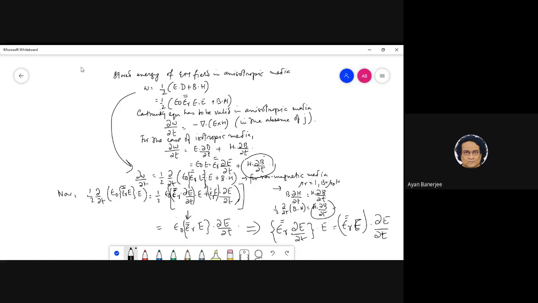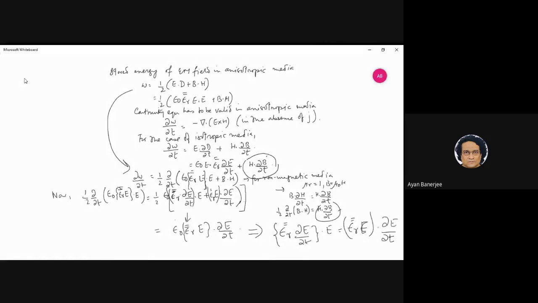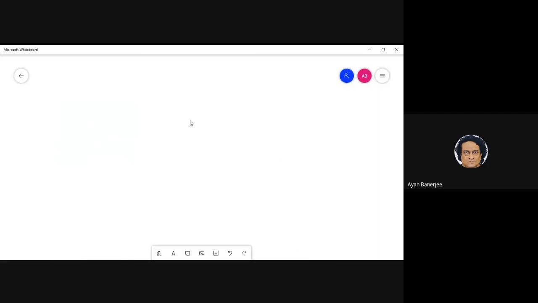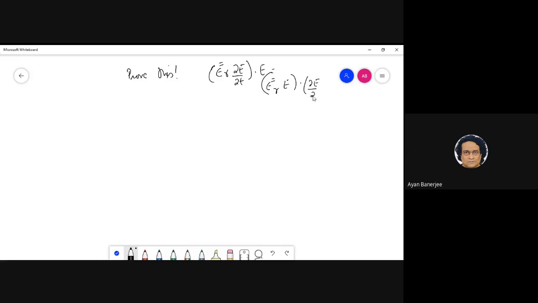And this is what I want you to prove. This is very crucial. I want you to prove this for the next class. Very crucial. So prove this. Right? So basically, prove what? That epsilon r del E del T dot E equals epsilon r E dot del E del T.